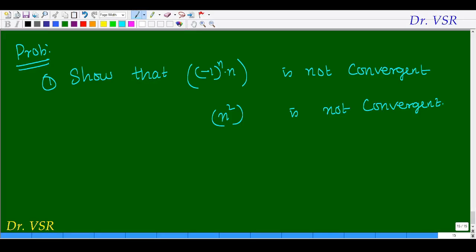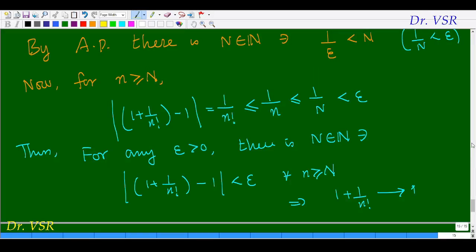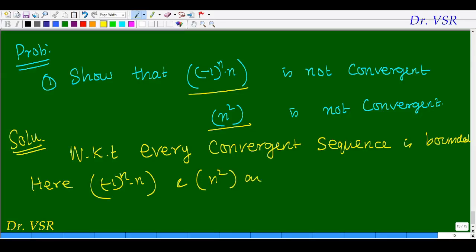To prove both of these, I will use a theorem. We know that every convergent sequence is bounded. So solution: I'll finish it in one line. We know that every convergent sequence is bounded. Now this is not a bounded sequence, and this is also not bounded. Here (minus 1) the whole power n into n and n square are not bounded. Hence they are not convergent.